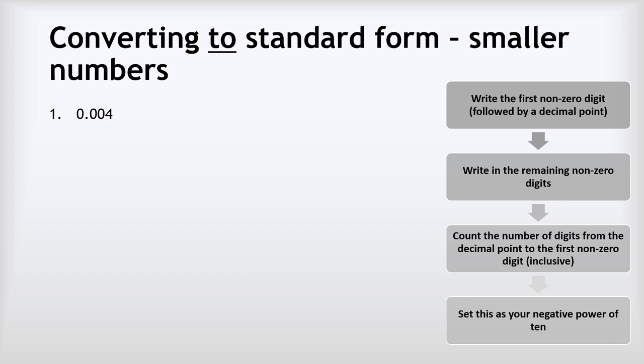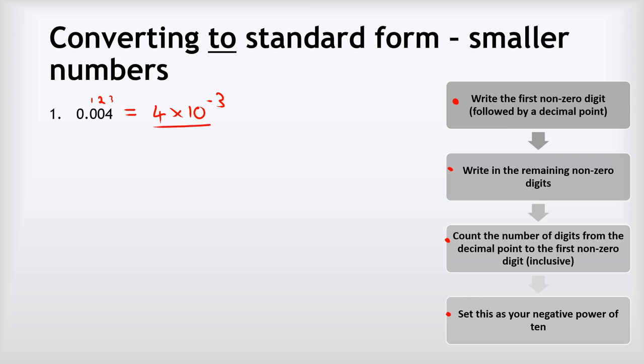Our first example is 0.004. And the first thing that we'll do is write down the first non-zero digit, followed by a decimal point if there's multiple non-zero digits, but in this case there is only one non-zero digit, so we're just going to write 4. The next step, we can skip that bit. We'll look at that in our next example. So we're going to come down to this third point, which is to count the number of digits from the decimal point to the first non-zero digit inclusive. So we're going to go 1, 2, 3. And that 3 is going to be our negative power of 10, which is our final step. So we're going to say multiplied by 10 to the negative 3. And that is our answer.